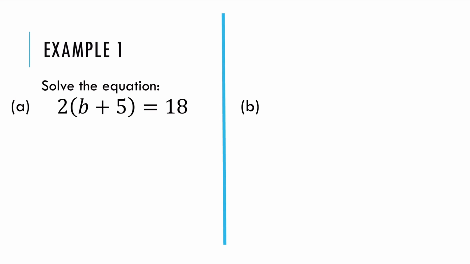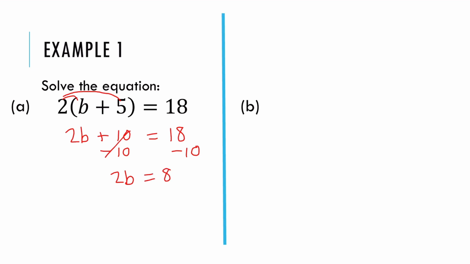So I'm going to begin by multiplying each term inside the bracket by 2. 2 times b is 2b, 2 times plus 5 is plus 10, equals 18. At this point, it becomes very similar to our two-step equation, so we're just following the same process. We want to get rid of the 10 first. Opposite of adding 10 is taking away 10. That leaves me with 2b here, and 18 take away 10 is 8.